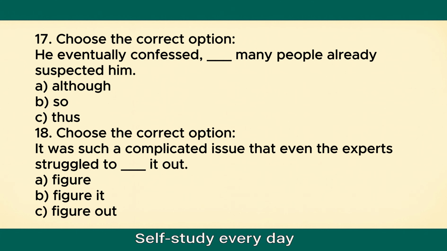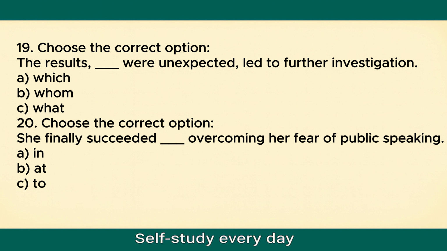18. Choose the correct option. It was such a complicated issue that even the experts struggled to figure it out. A. Figure. B. Figure it. C. Figure out. 19. Choose the correct option. The results, which were unexpected, led to further investigation. A. Which. B. Whom. C. What. 20. Choose the correct option. She finally succeeded in overcoming her fear with public speaking. A. In. B. At. C. To.